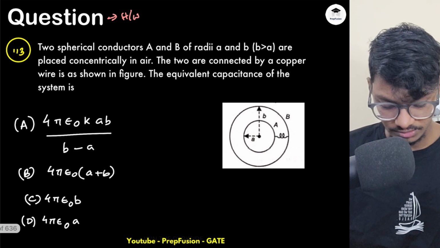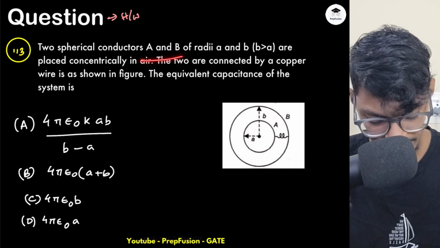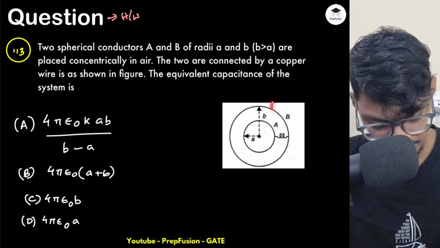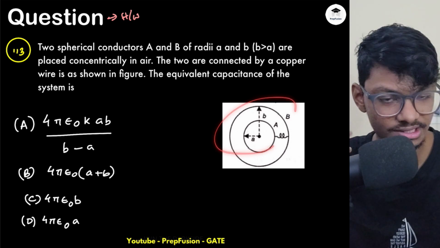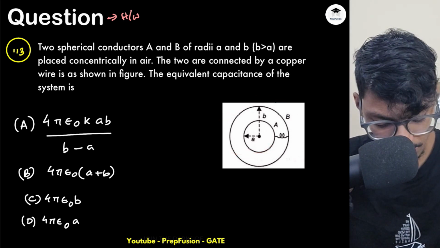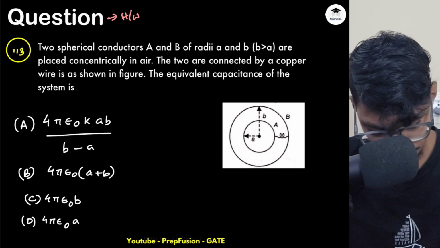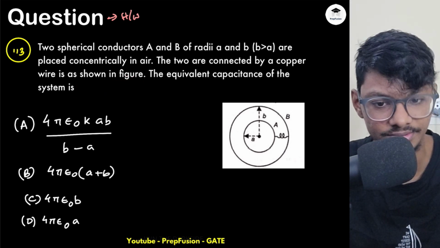Okay, so there is one simple question they have given. This is also a good question. Two spherical conductors A and B of radii A and B, where B is greater than A, are placed concentrically in air. So this is a spherical capacitor configuration. The two are connected by a copper wire as shown in the figure. What will be the equivalent capacitance of the system?